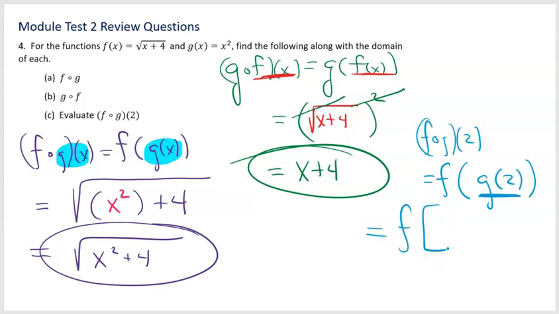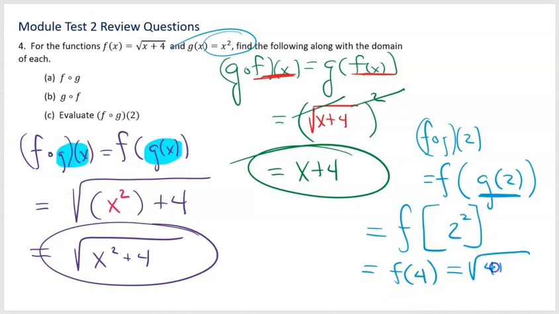G of 2 means take 2 and plug it in the g function. So when I look at my g function, it's just x squared. I plug a 2 in there. That's 2 squared. All right? That's going to give me f of 4. Now, f of 4 means go to the f function and plug in 4. Well, that would be the square root of 4 plus 4, which would be the square root of 8.